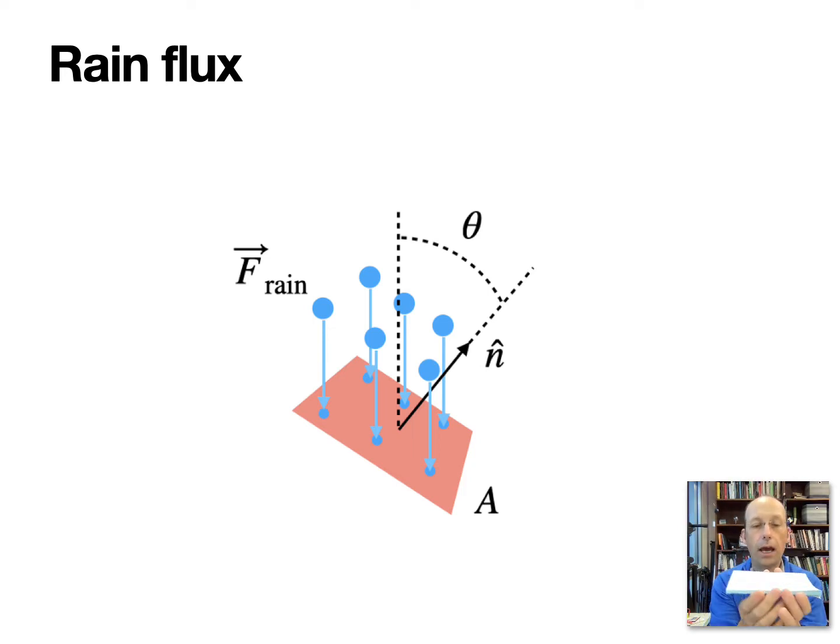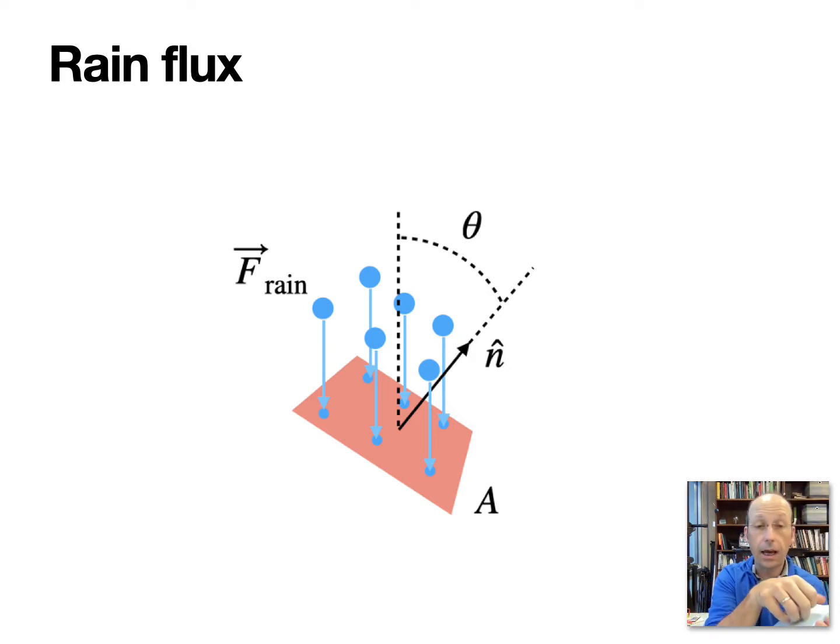Now, normally when we have an area like this, we're going to represent the area direction as a vector perpendicular to that surface. That would be my area vector, and then the rain would be coming straight down. If those two are in the same direction or completely opposite directions, so theta is 0, then the flux would be the greatest. As I increase the angle, the flux is going to decrease to 0. So less rain hits it this way than hits it that way.